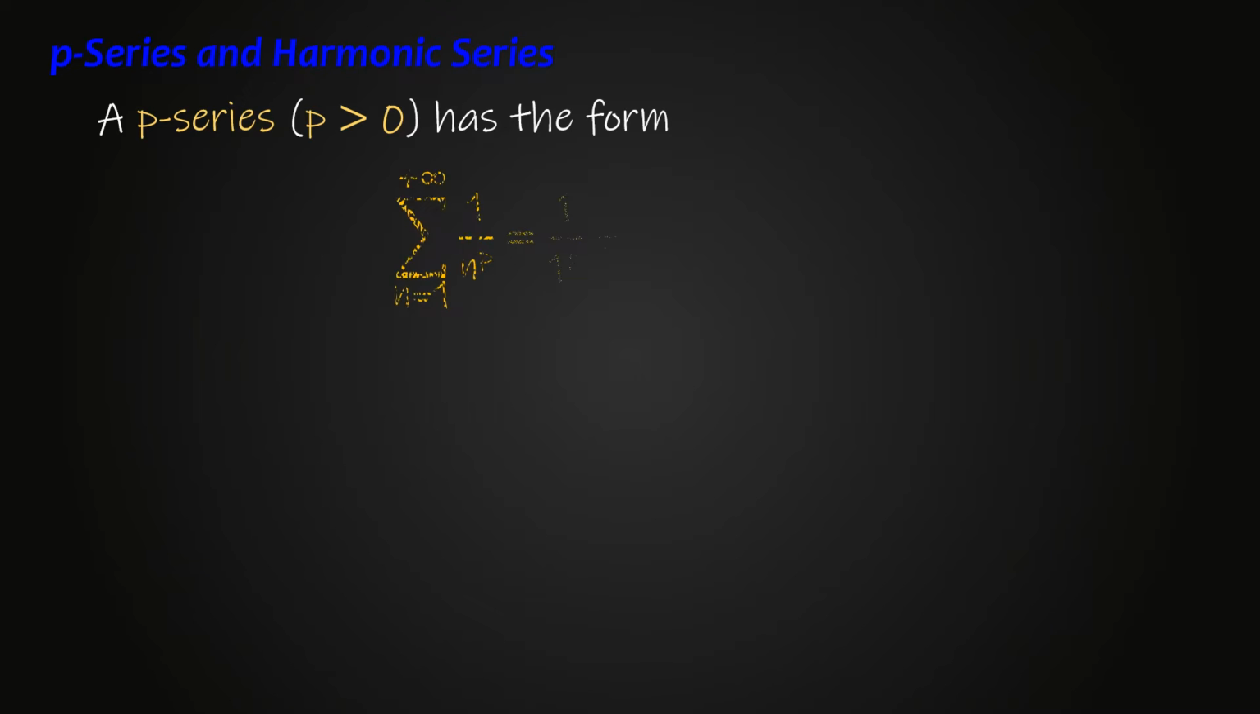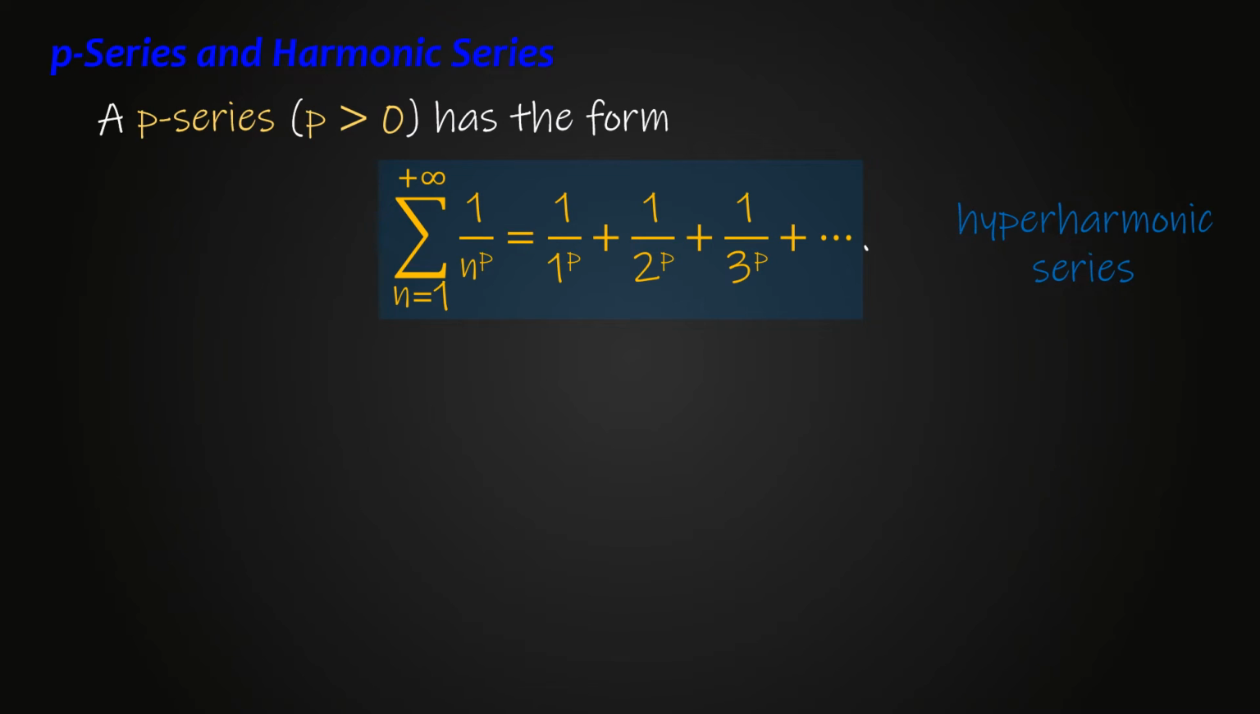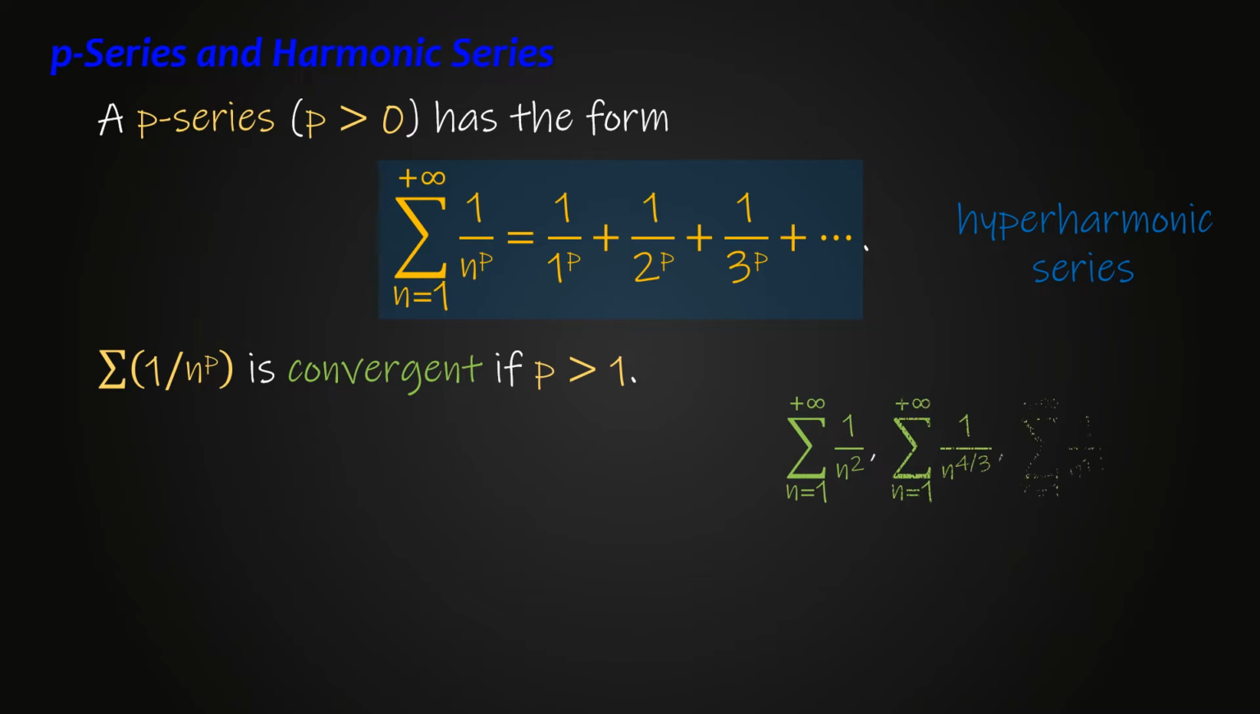P-series and harmonic series. A p-series, where p is a constant greater than 0, has the form the summation of 1 over n raised to p, from n equals 1 to positive infinity. It is also called the hyperharmonic series. A p-series is convergent if p is greater than 1. These are examples of convergent p-series.